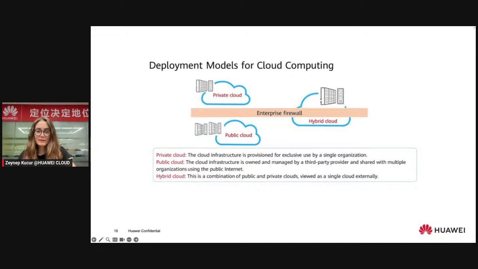And the third one is hybrid cloud. It is a cloud computing environment, and it combines both private and public clouds together, allowing data and applications to be shared between them. It provides greater flexibility and optimization by enabling users to switch services and balance workloads across multiple cloud platforms.